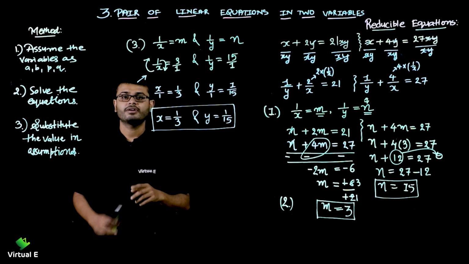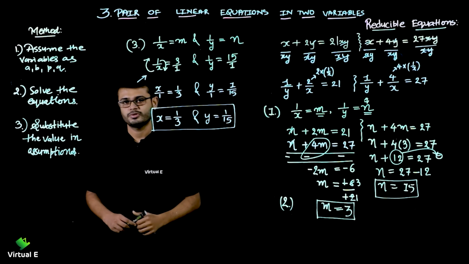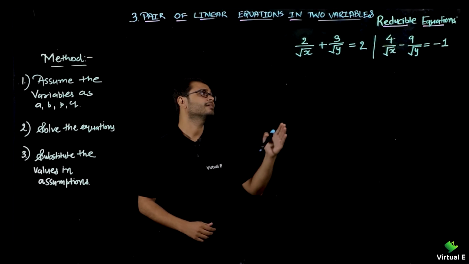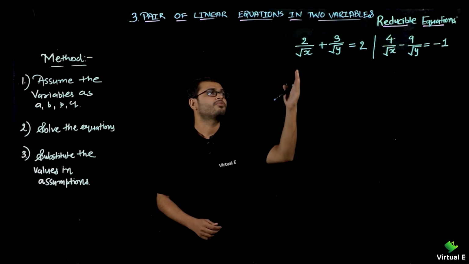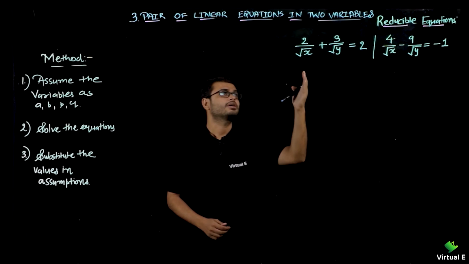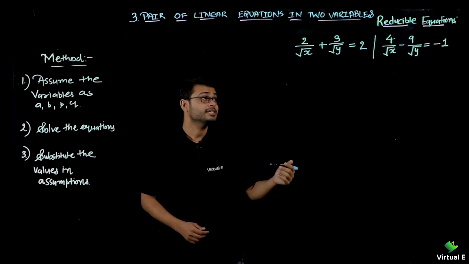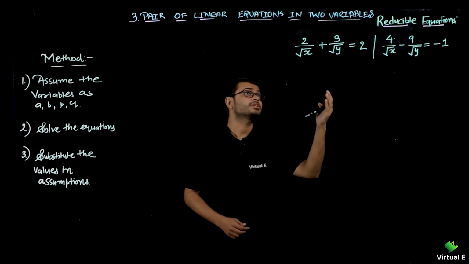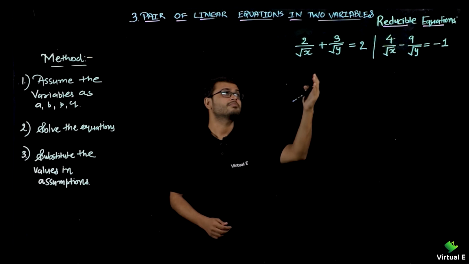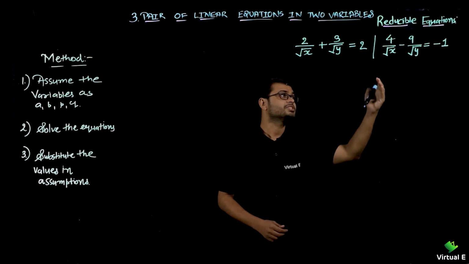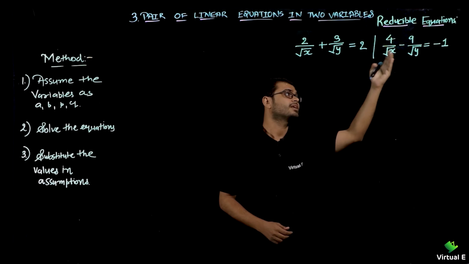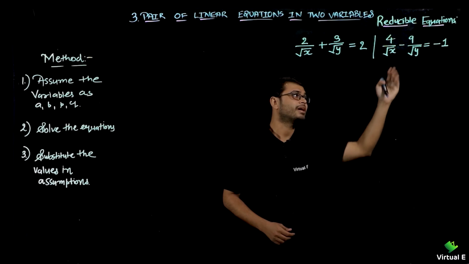We are going to solve another case of reducible equations. So let's discuss the second example of reducible equations. Imagine what assumptions we will take in this case. The question is: 2 over square root of x plus 3 over square root of y is equal to 2, and 4 over square root of x minus 9 over square root of y is equal to minus 1.